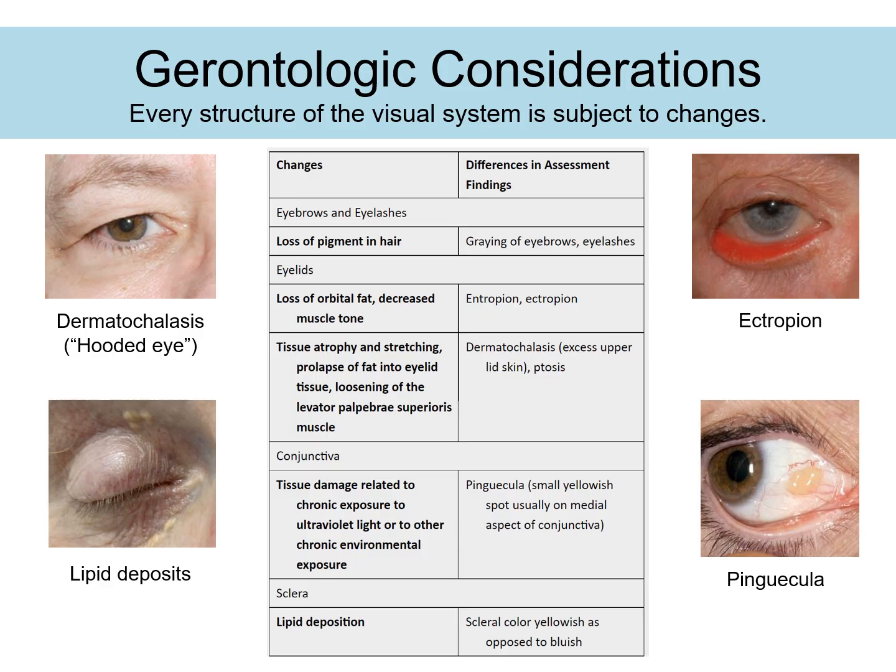Okay, so we're going to start off with gerontologic considerations. So as we age, everything in our body is going to change. Some things are going to be benign. It's not really going to affect us, but some things can affect us. So here are some examples of that. This table is from your textbook, so you can refer to it on your own, just read through it. These are some common changes that happen to our eyes as we get older.